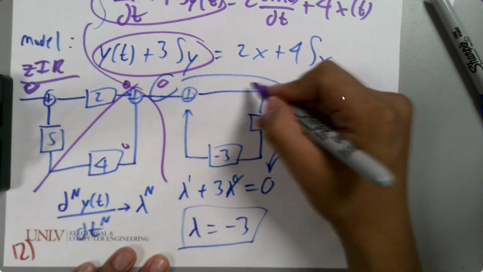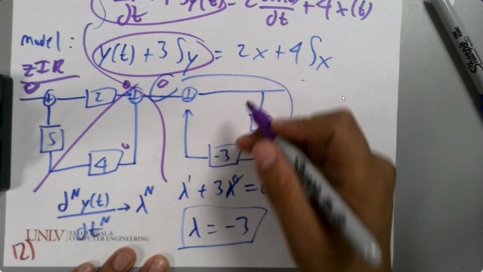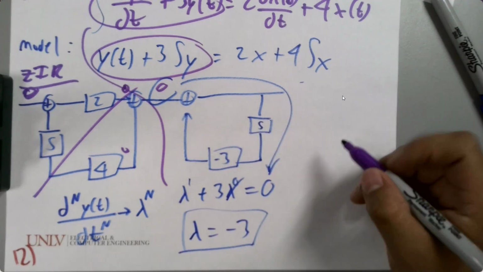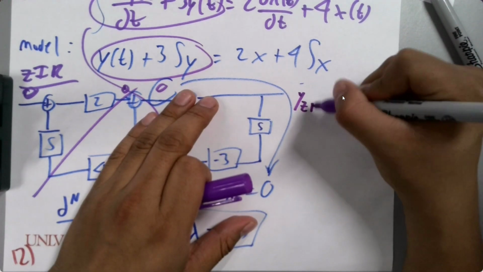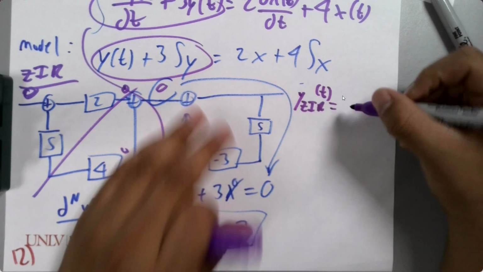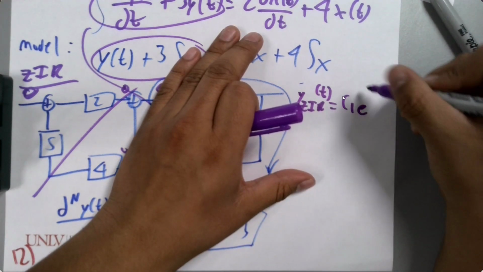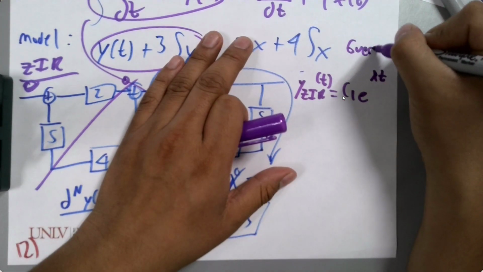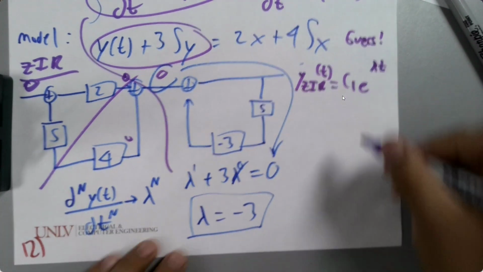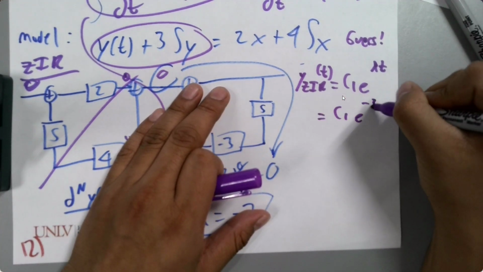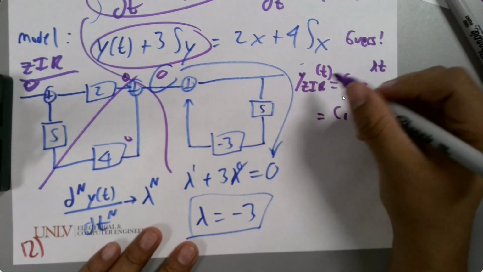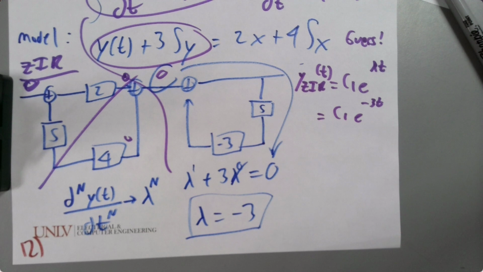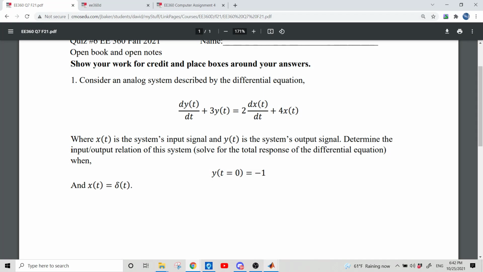Our educated guess, because we have no inputs here, this is gone. Now we have an output, but our output is due to memory, or zero input. We're just looking at memory. So y ZIR of t is equal to our guess, C1 e to the lambda t. That is our guess. But we solve for lambda. But the condition I gave you is the following. When we have memory in our system, I give you this, minus 1.